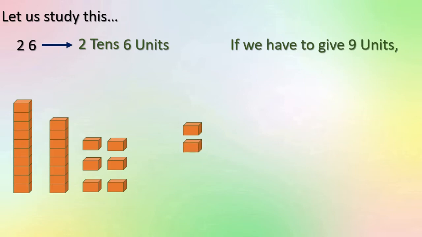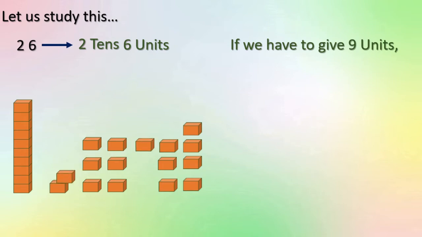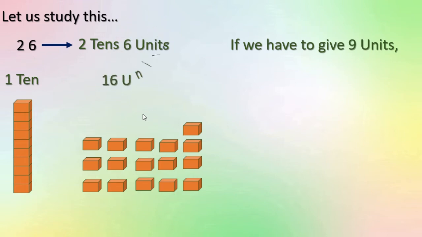1 ten means we have 10 units, isn't it? Okay, these are 4 units. This is 5th, 6th, 7th, 8th, 9th and 10. Right? These are total 16 units, isn't it? This is 1 ten and here we can see 16 units, because 6 units were already there and we have untied 1 ten, so we got 10 units. Together they make 16 units.